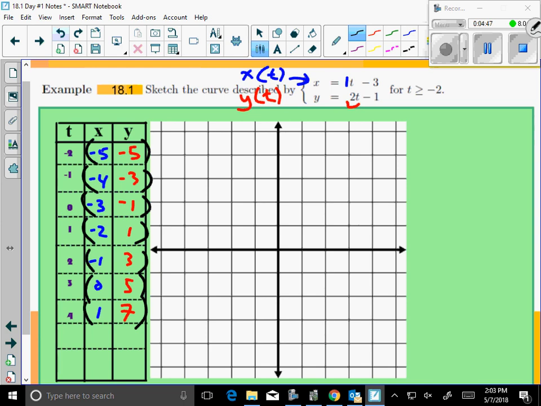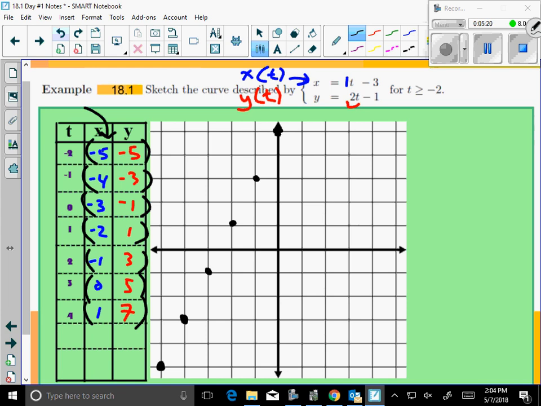What do you suppose the shape of the Cartesian equation will be? It's going to be a line, right? Where would t equals -2 show up? Well, it'd show up at -5, -5. So right down here. And then t equals -1, t equals 0, t equals 1, t equals 2, t equals 3. And then we could go up and above and beyond as we go there.